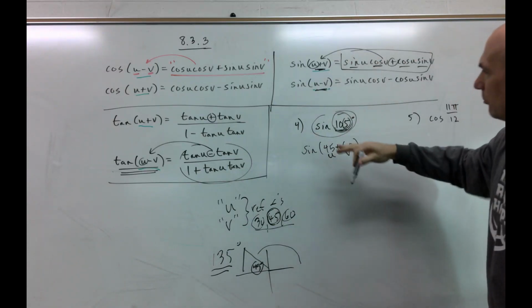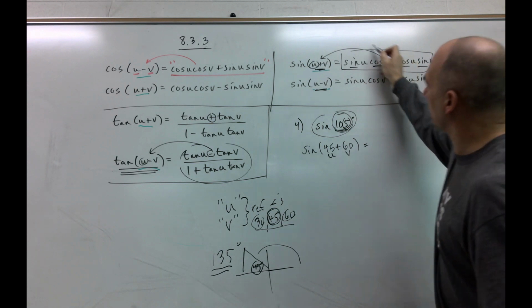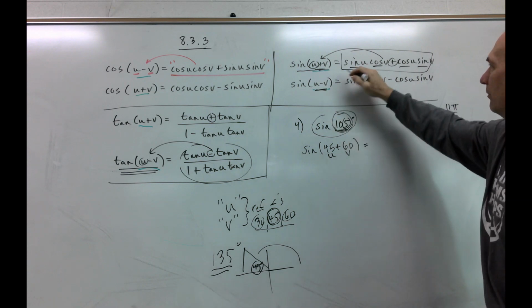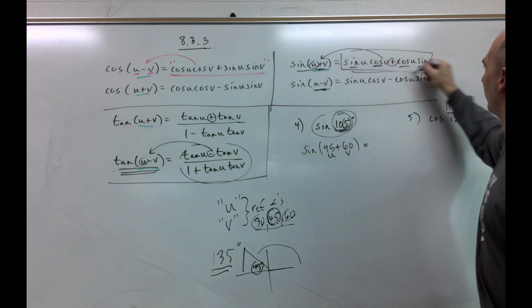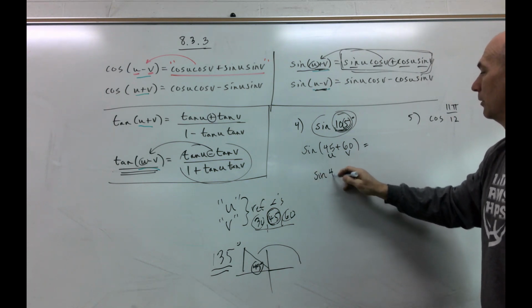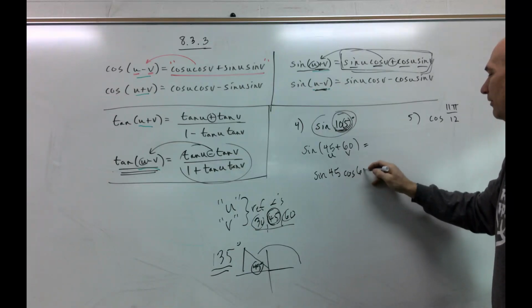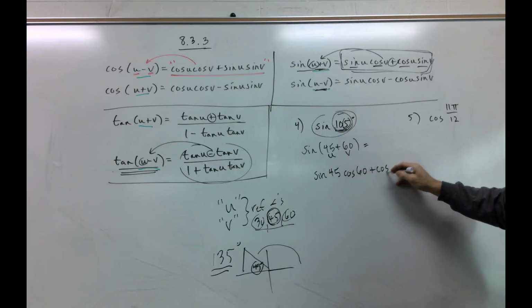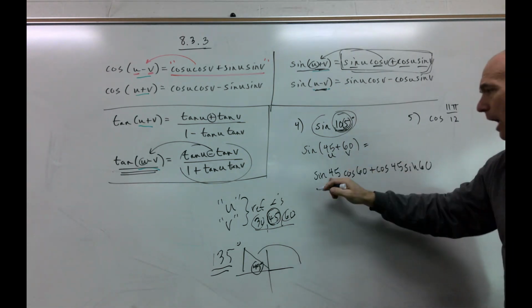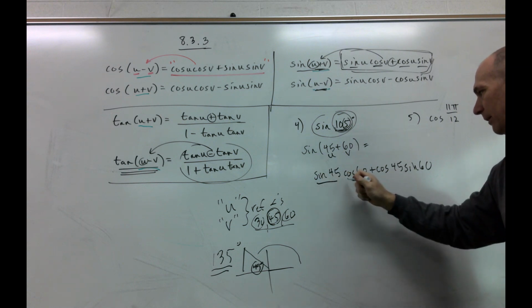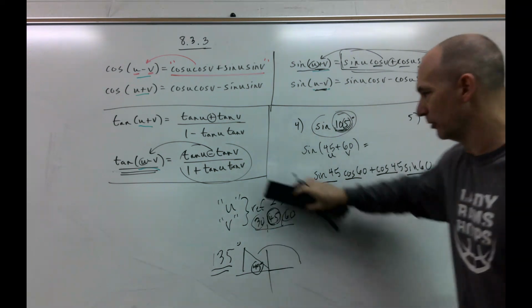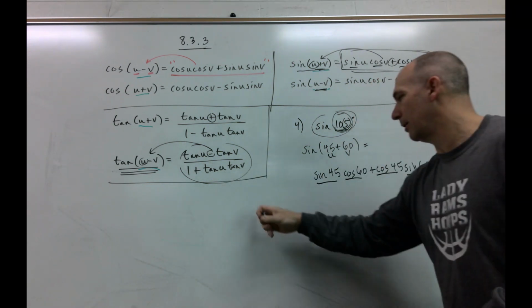And that means I'm going to use this formula now. Now the previous 3 problems, we had this given to us, and we simplified it by using this. Now we're going the other way. So this right here equals this. So now you just need to put things where it belongs. So sine of 45, cosine of 60, plus cosine of 45, sine of 60. Now, we got to know what this is, and this is without a calculator.